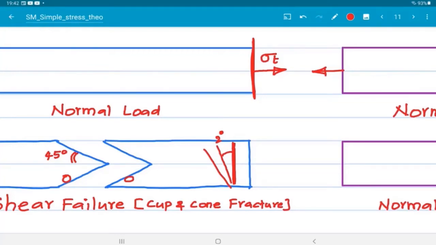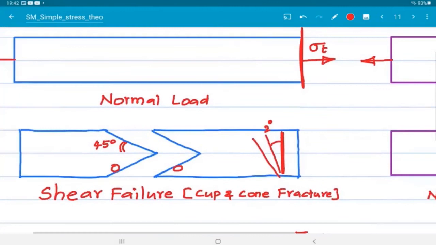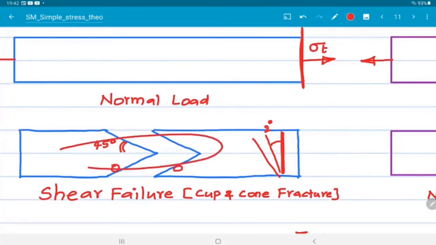Don't forget. So at one particular angle, the internal shear stress is maximum. That internally developed maximum shear stress reaches the strength value of this material. That is why the material fails by shear. Okay, right. Next test.